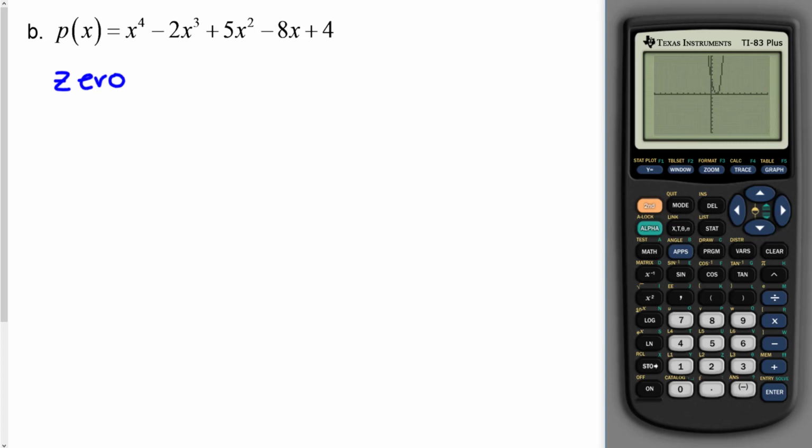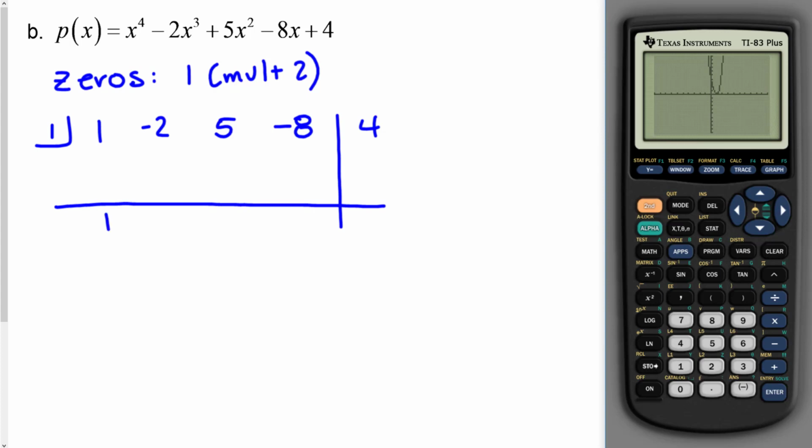it's sort of a parabola shape there. So I'm thinking that my 0 of +1 is actually multiplicity 2. So let me see if that's the case. So the first thing I'm going to do is factor out a +1 from this polynomial. So 1x to the 4th, -2x cubed, 5x squared, -8x, and 4.